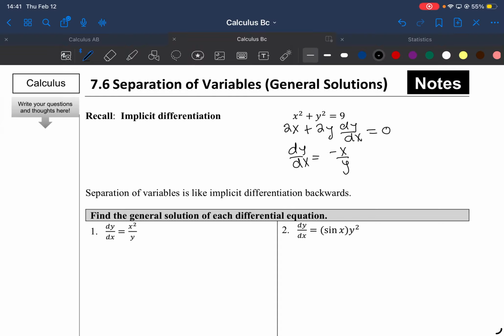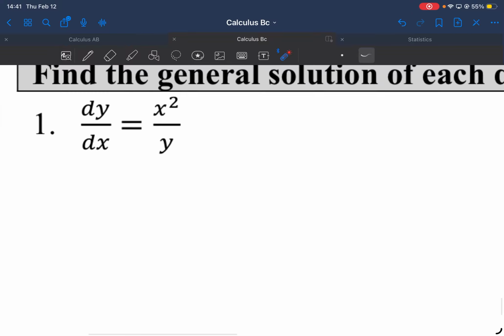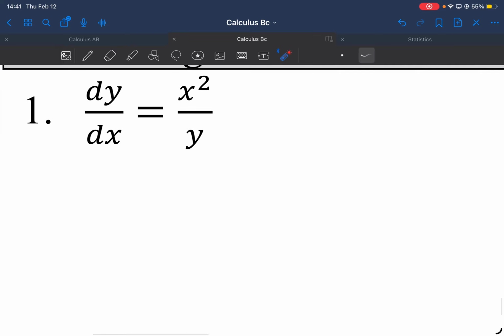Separation of variables is the same thing, but now we're working backwards. So you're going to start with the differential equation dy/dx, and we are going to end with the steps where we have the equation in terms of y. Y equals something for the particular or general solution. Okay, so number 1.